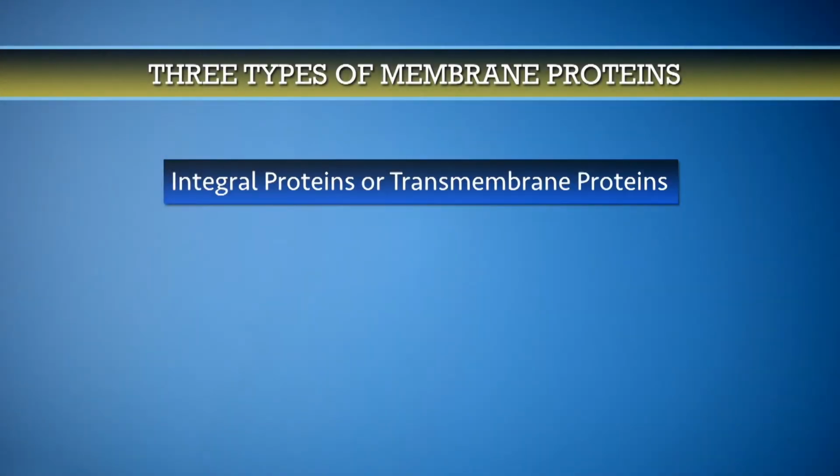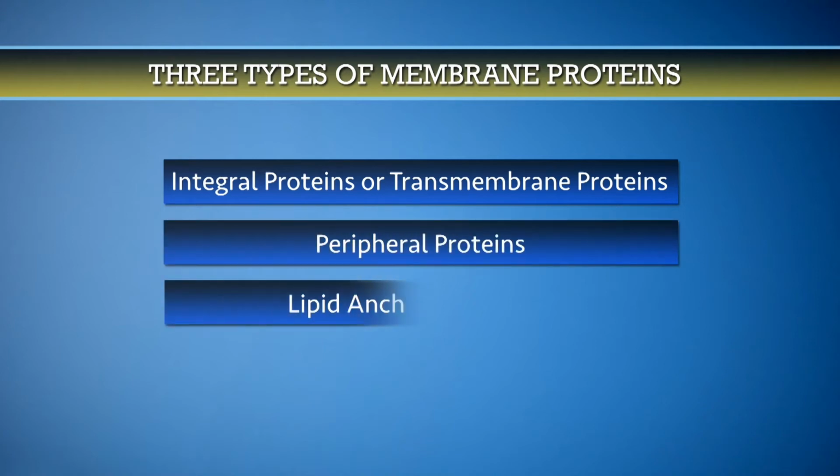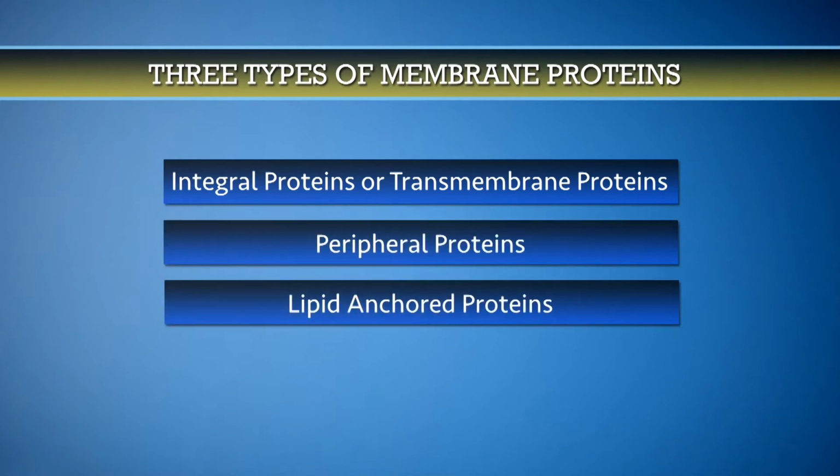Different membranes contain proteins at varying amounts depending on cell type and subcellular location. For example, 76% in the inner mitochondrial membrane and 18% in the myelin membrane. Membrane proteins are of three types: integral proteins or transmembrane proteins, peripheral proteins, and lipid anchored proteins. First, let us see integral proteins or transmembrane proteins.